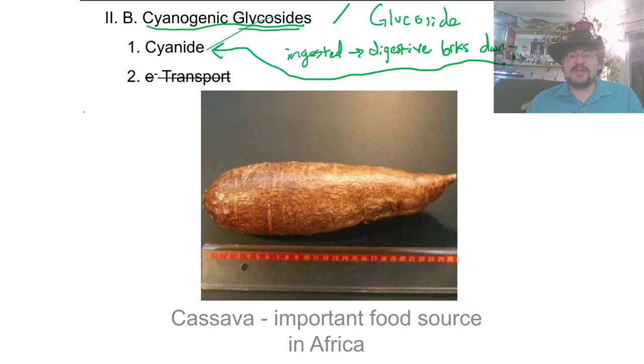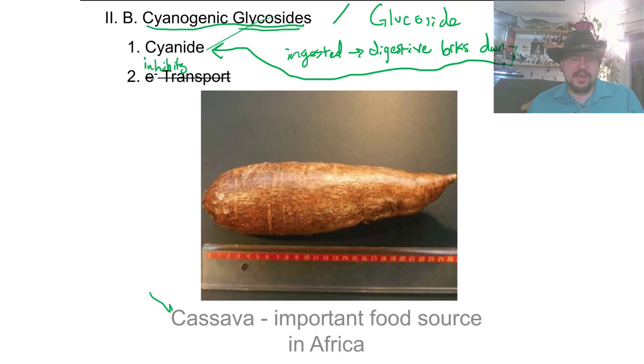Cyanide stops electron transport chains and thus stops all cellular respiration. So cyanide inhibits the electron transport chain and thus basically starves you of ATP. That's how it kills you.